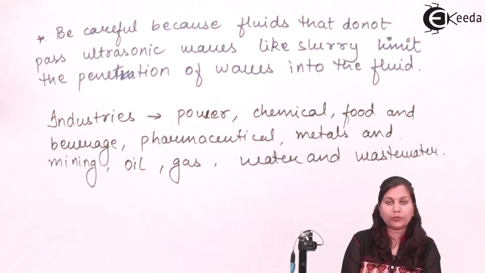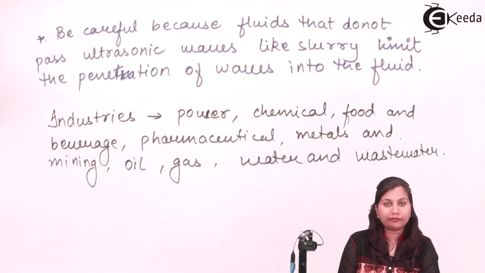So in this video, we studied about the ultrasonic flow meters, which are used for the measurement of the flow or velocity of a fluid flowing in a pipe. We saw its principle, its construction, its working, and its applications, advantages and disadvantages. So I hope that this topic is now clear to you. Thank you.